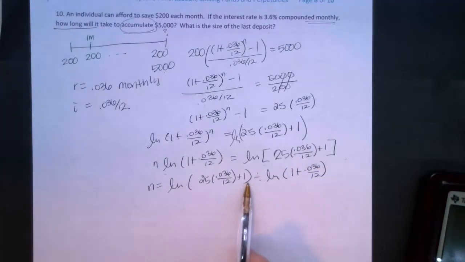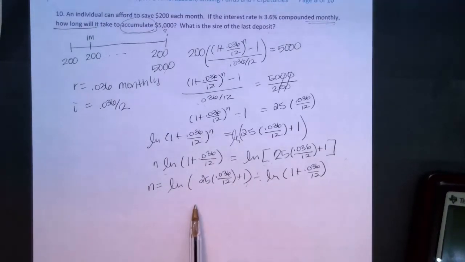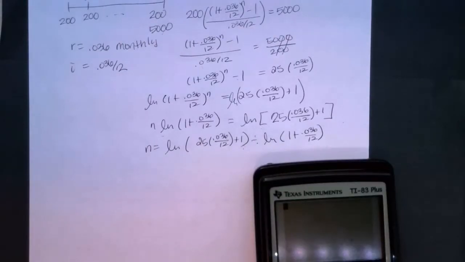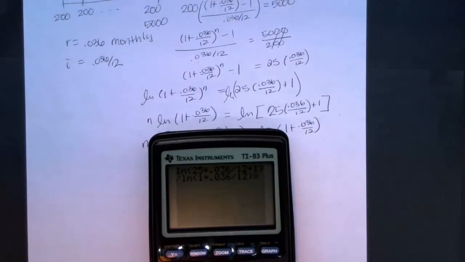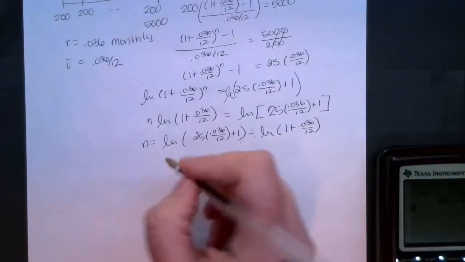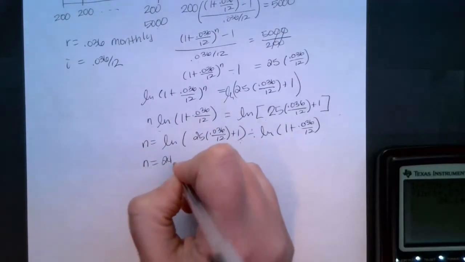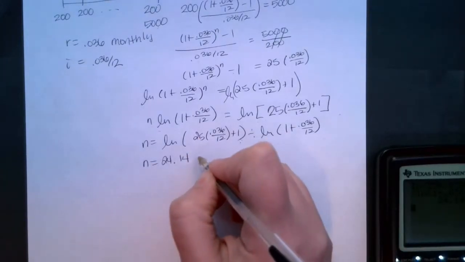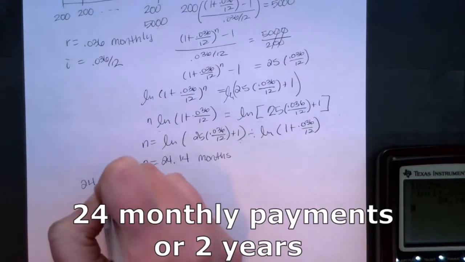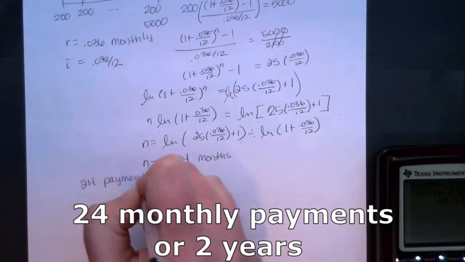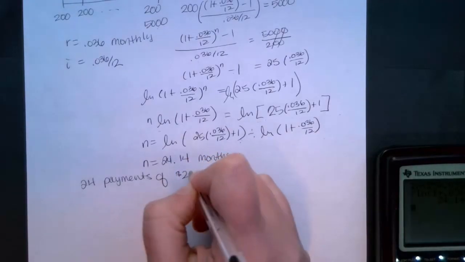Now if you miss this parenthesis here, you're in big trouble, because that means this whole thing, you're taking the natural log of a natural log, and that's a whole different number, so you have to be real careful while you're doing that. So plugging this in our calculator, what you should get should look like this in your calculator. So we get n is 24 and 14, and again that's in months. Okay, so that means we're going to have 24 payments of $200.